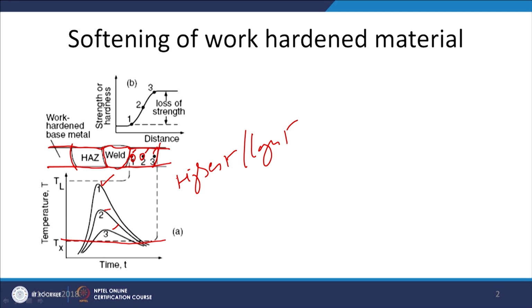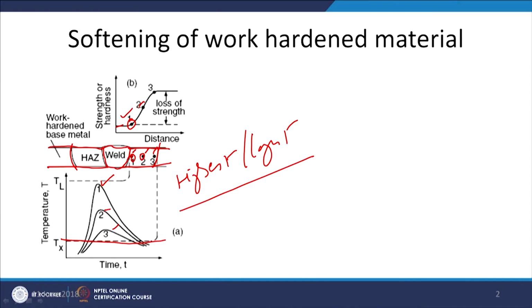And as its effect, the point which experiences the highest temperature for a longer period will experience greater recrystallization as well as greater grain growth, and if greater recrystallization takes place, this will be in a completely annealed state, while the locations away from the fusion boundary, which experience a temperature above the recrystallization temperature for a shorter period, will experience partial recrystallization, and that is why the hardness or strength will be somewhat more.